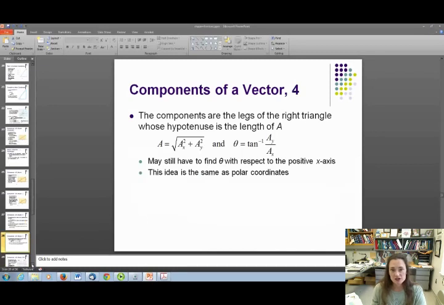Okay, and then if you want the length of your vector A and you know its components, you can figure that out too. The length of your vector A is the square root of the sum of the squares of the x and y components of your vector. And then the angle will be the inverse tangent of the y component of your vector over the x component of your vector.